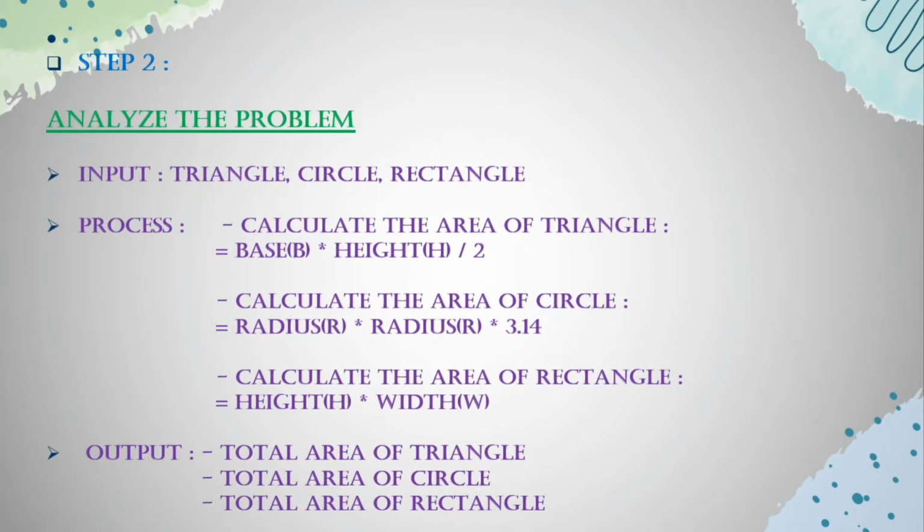Second step. Analyze the problem. Input: triangle, rectangle, and circle. Process: calculate the area of the triangle, base times height, divided by 2. Calculate the area of circle, radius times radius times 3.14. Calculate the area of rectangle, height times width. Output: total area of triangle, total area of circle, and total area of rectangle.